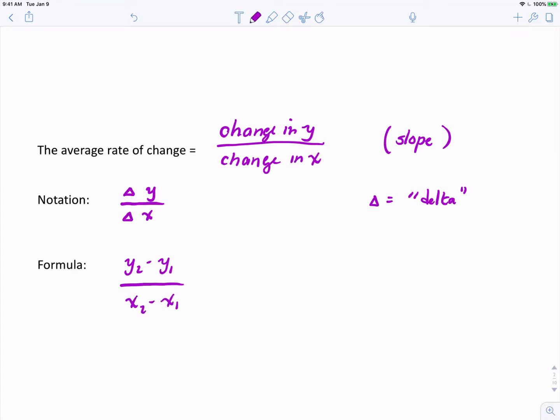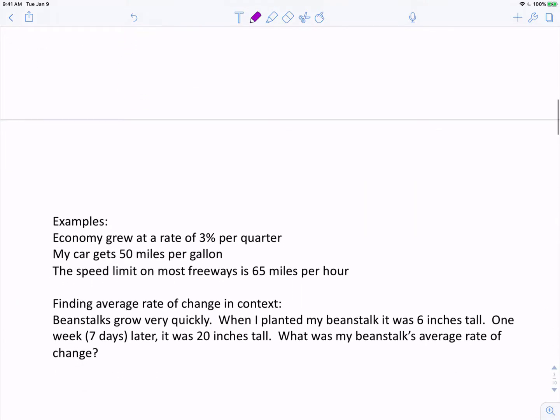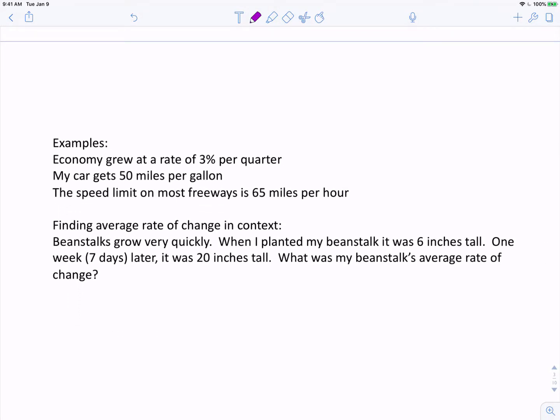And this is how you find the average rate of change of a function over an interval, or in other words, the slope. So here are some examples of rates of change. For example, one might say, if you're interested in economics, the economy grew at a rate of 3% per quarter. So in other words, for every 1 quarter, the economy grew 3%. My car gets 50 miles per gallon. For every 1 gallon of gas, my car drives about 50 miles. The speed limit on most freeways is 65 miles per hour. So in 1 hour, the car should go about 65 miles.